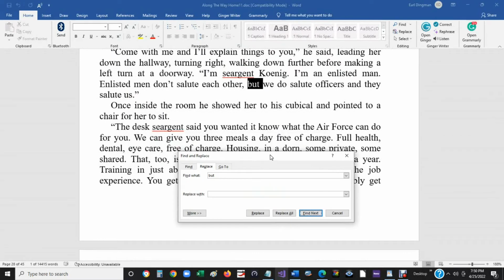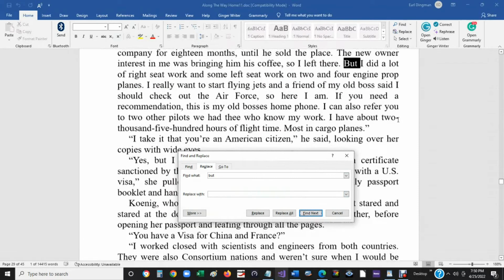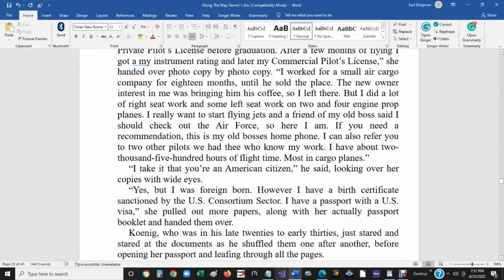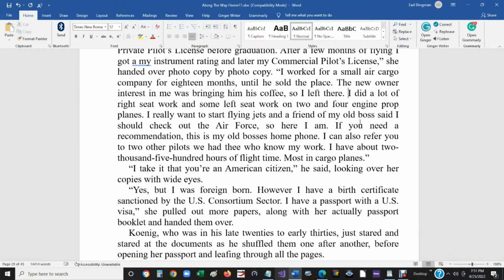Enlisted men don't salute each other, but we do salute officers and they salute us. But I did a lot of right seat work. Okay, here she's talking about airplanes. Left seat is the pilot, right seat is the co-pilot. But I did a lot of right seat work and some left seat work on 2 and 4 engine prop planes. Here we've got the and problems again, as well as the but problems. I did a lot of right seat work, and we're going to get rid of that and make it something else. We're going to get that and out of there and turn it into another phrase.